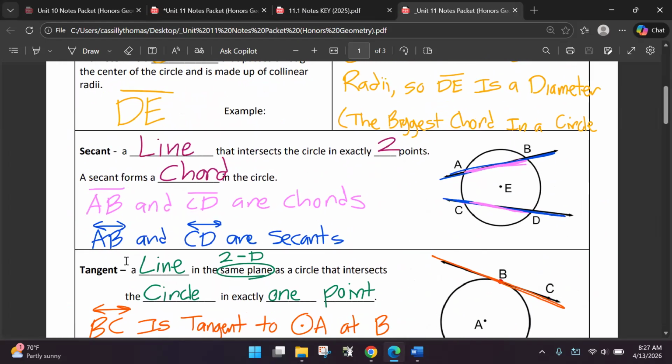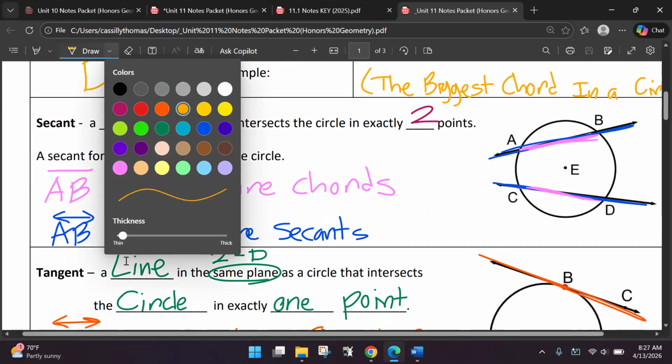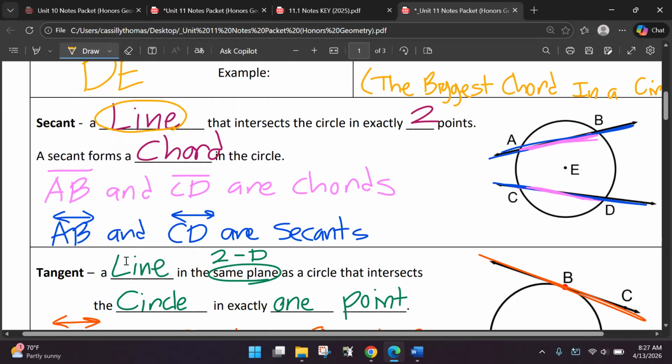Another new term here is a secant. A secant is a line. Very important that it is a line. Remember, a line goes on forever in both directions. It's going to intersect the circle in exactly 2 points. If you take a secant and chop off the end pieces, you do end up with a chord. If you look at just segment AB and segment CD, those are chords. But if you extend them outwards, going on forever in either direction, you have line AB and line CD, which are secants.